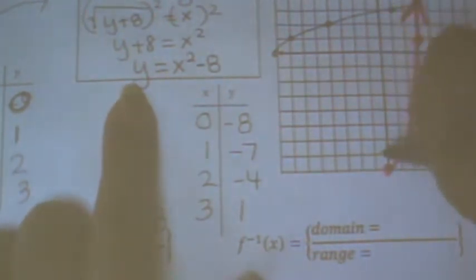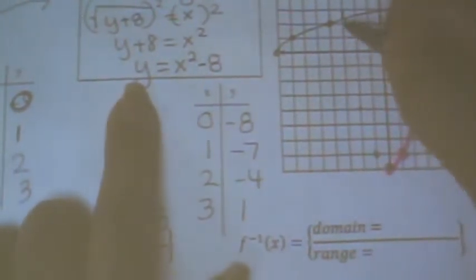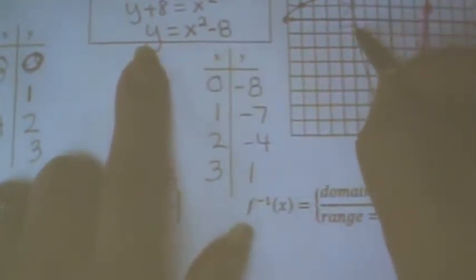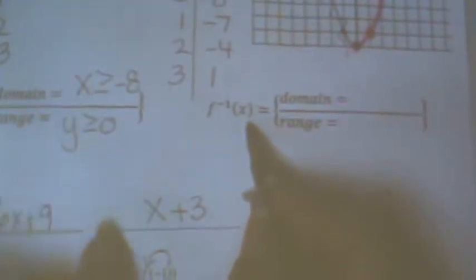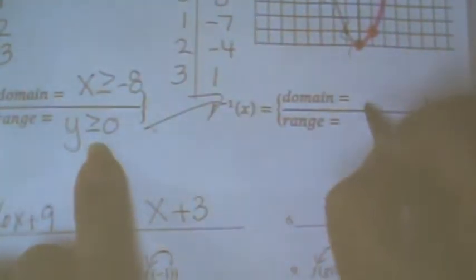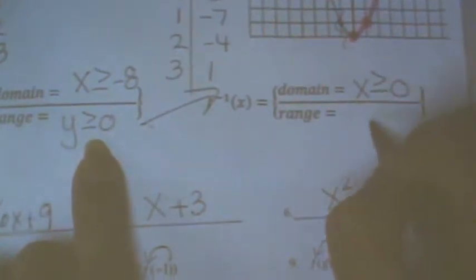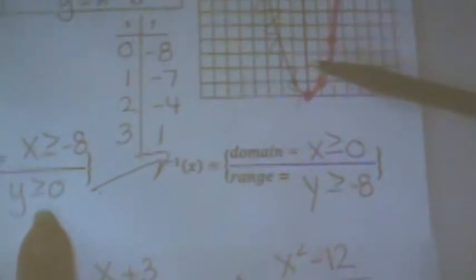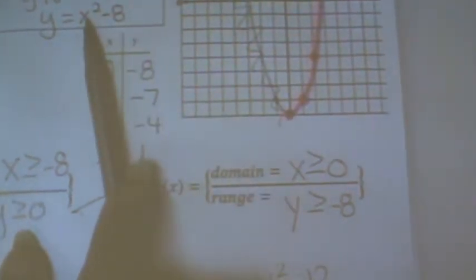So, what is this? Isn't this a parabola? Isn't that this right here? But why are we not using this part? Because of this. We're saying we only want the x values that are greater than or equal to 0 and the y values that are greater than or equal to negative 8. Does this make sense? So it's not letting me use this part of that parabola.